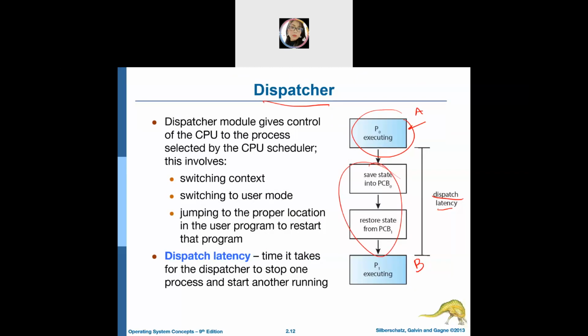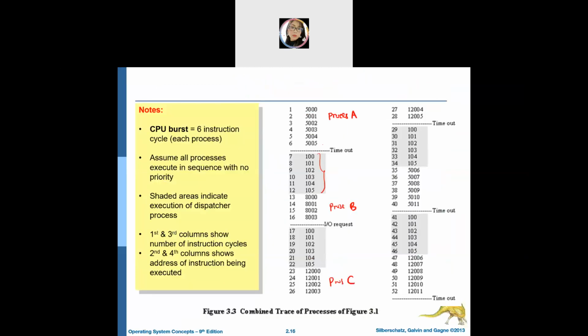So in between, there is a dispatch latency. Time out to finish this, and you're going to call our dispatcher. And after the dispatcher, you will continue with your program B, and then program B will also execute. Maybe in this process, you're going to need your keyboard or an output device, which stops your program B. But again, you need the dispatcher to start another process. So this is in terms of time, and these are the addresses for the processes.